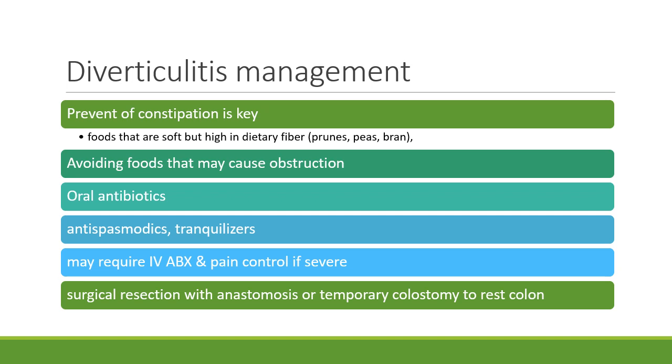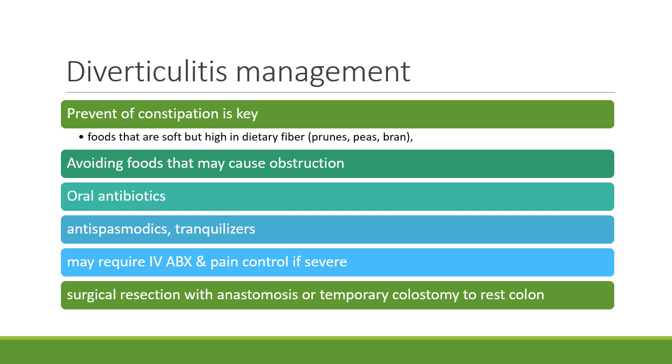So to manage diverticulitis in the long term, prevention of constipation is really the key thing. The constipation is what forces the stool into those pouches. So you want to keep people on a good regimen of normal bowel habits, foods that are soft, high in dietary fiber, normally prunes, peas, bran, things like that, and avoiding foods that may cause obstruction. So if they get really constipated if they eat a lot of red meat or a lot of rice or a lot of cheese, then we don't want them to eat those things.